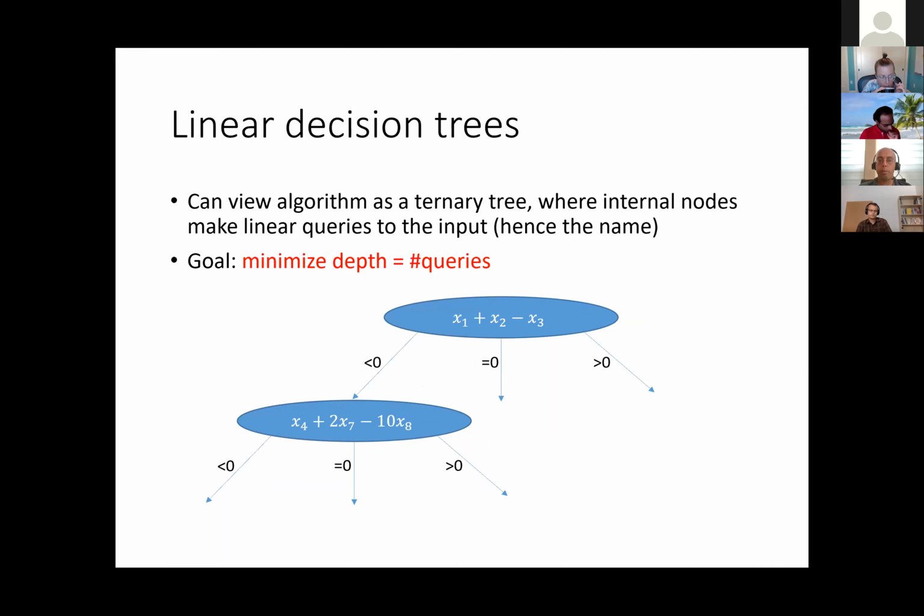So imagine my input point being x1, x2 up to xn, some point in R^d, so x1 up to xd, and a hyperplane is just asking a linear query. And I'm asking, is this answer going to be negative, 0, positive? And based on that, I'm going to move down the tree. And you can see that somehow the depth of this tree is just the number of queries you make. And my goal is to just minimize the depth of this tree, or minimize the number of queries you make.